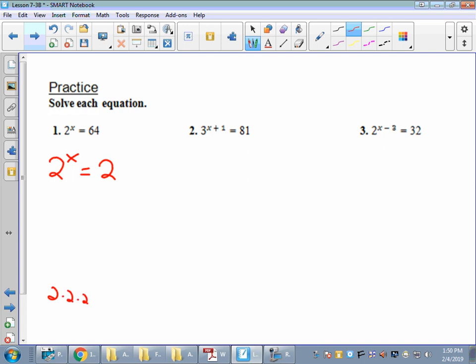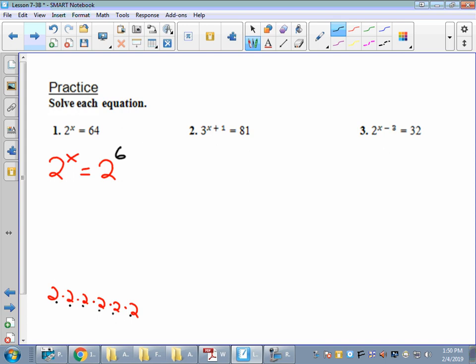Well, 2 times 2 is 4, times 2 is 8, times 2 is 16, times 2 is 32, and then another 2 here would give us 64. So 1, 2, 3, 4, 5, 6 of them. So it would be actually 2 to the 6th power here.